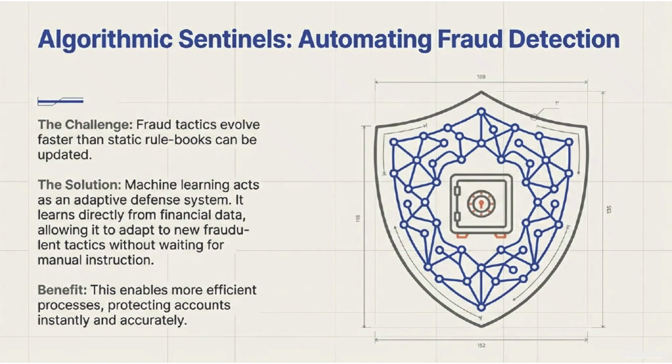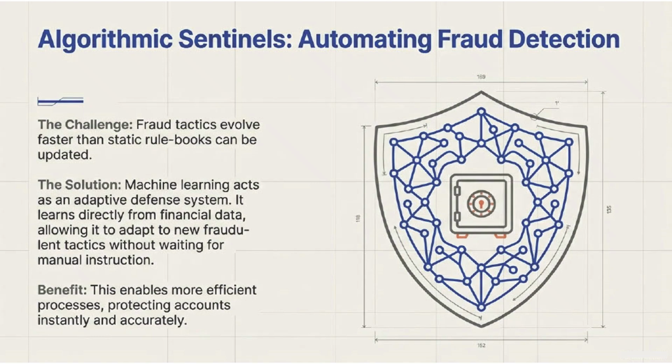And the solution presented here is an adaptive defense system. It learns directly from the financial data flow. The visual is a shield with a neural network inside it, protecting a safe. So it adapts to new tactics without waiting for a human to write a new rule. Right. It protects accounts instantly, but what's really cool is how it does it. Okay. If we look at page 11, a dual approach to security, it shows how different types of learning work together on this.